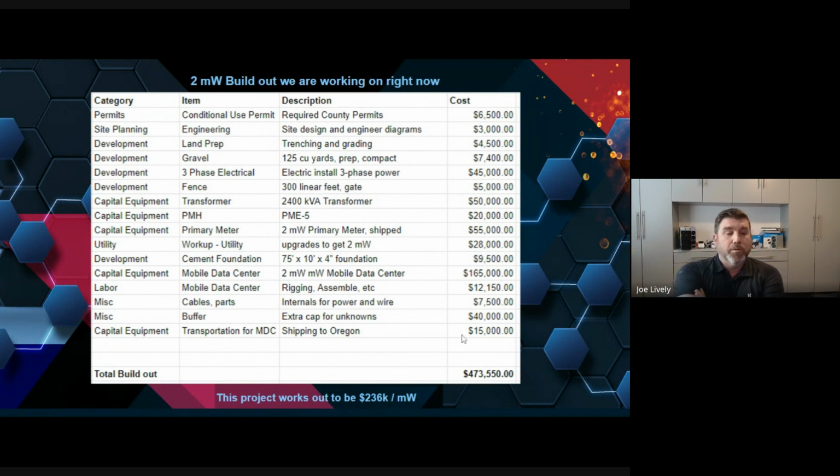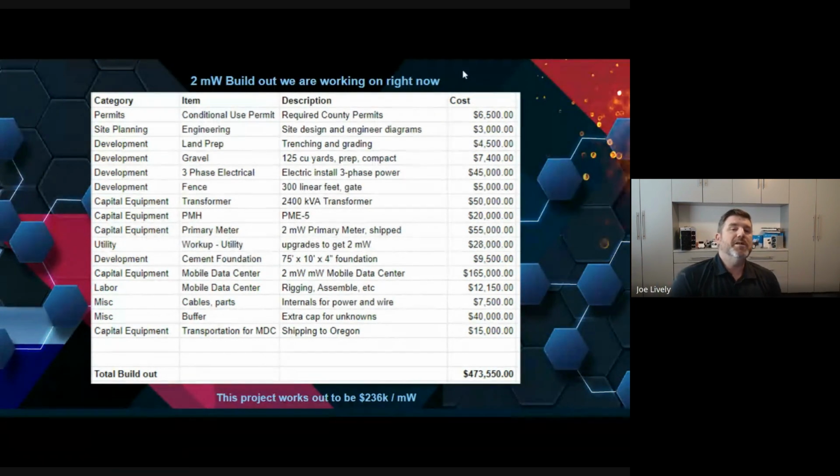You take out that full build cost of this thing, we're looking at like $473,000 for about 2 megawatts. And so if you divide that out for industry standard on a per megawatt basis, $236,000 per megawatt is what we're looking at for this 2 megawatt site. It's a lot of money. And that's not including any of the land acquisition costs whatsoever. So this is just going through and taking a green piece of grass, assuming you own it, and building up.